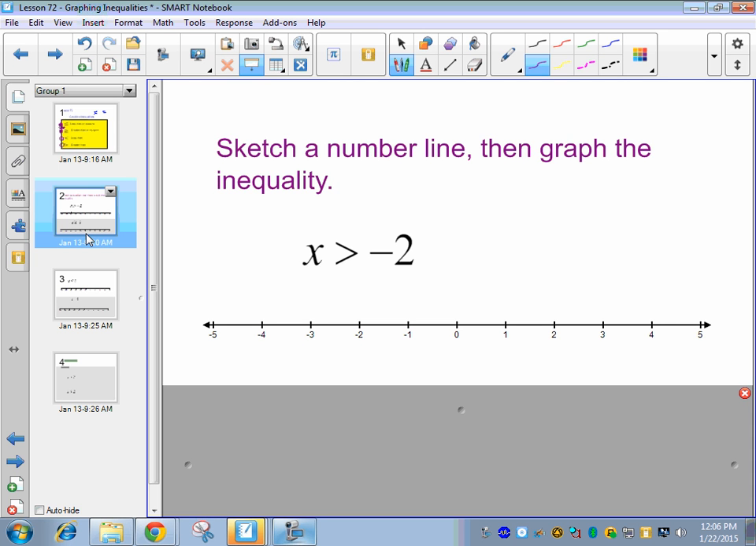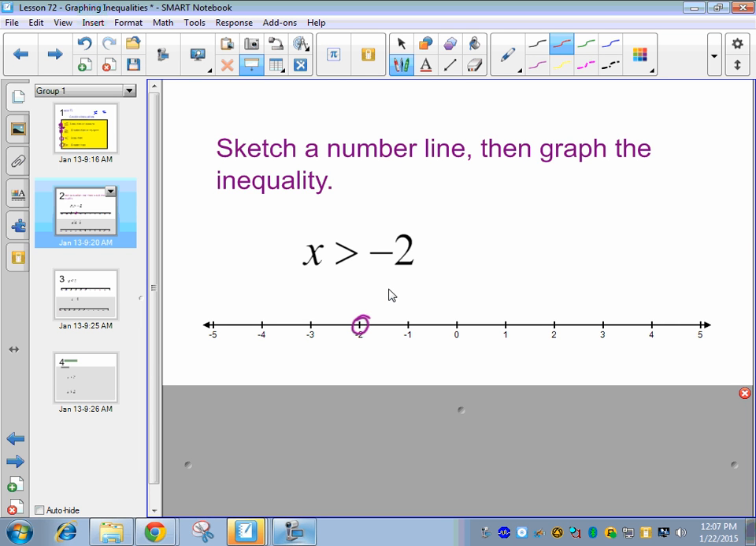So what we're going to do is put an open circle on negative 2 on my number line. We usually put the circle right on the tick mark on the line. So, open circle. Open circle because there's no line underneath. The solution does not include negative 2.